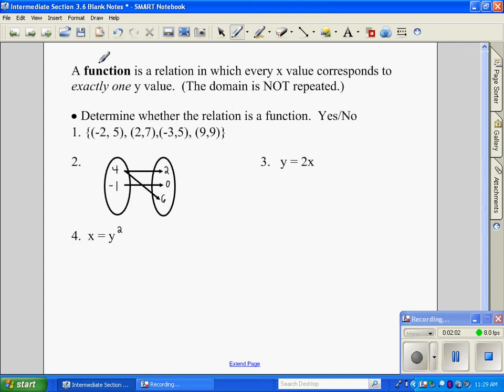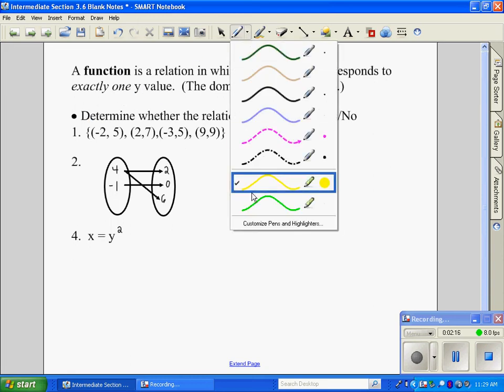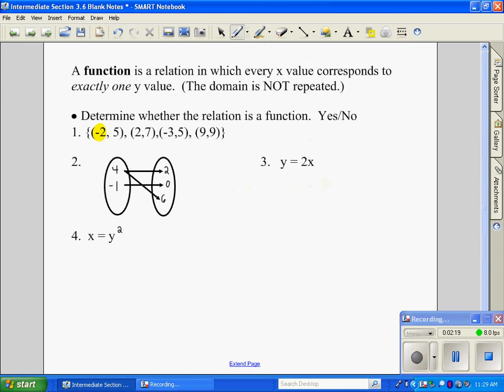Domain and range is a very basic concept, so we're going to move on and look at function. A function is a relation in which every x value corresponds to exactly one y value. When we're determining functions, basically we want to make sure that the domain is not repeated. So on number 1, we're going to check to see if our domain is repeated. We'll look at our domain, -2, 2, -3, 9. The domain did not repeat, so I would say yes, this is a function. On number 2, my domain of 4 is paired with 2, and it's also paired with 6, therefore it's not mapped to exactly one y value. That means it's not a function, so no.